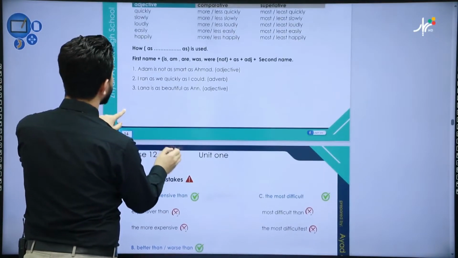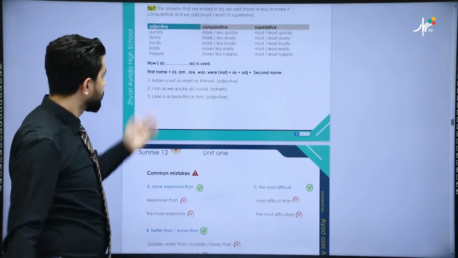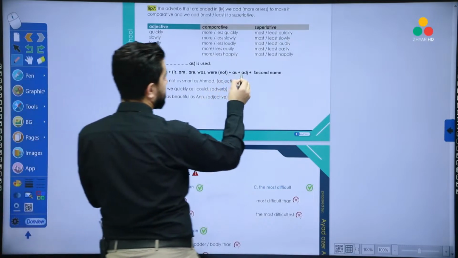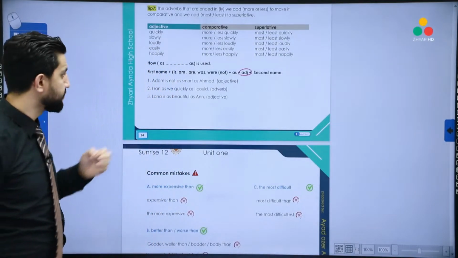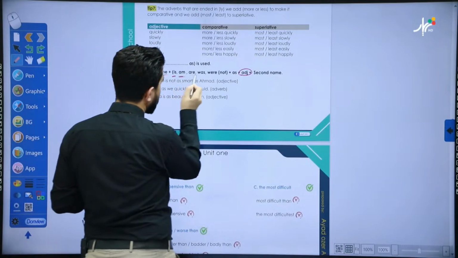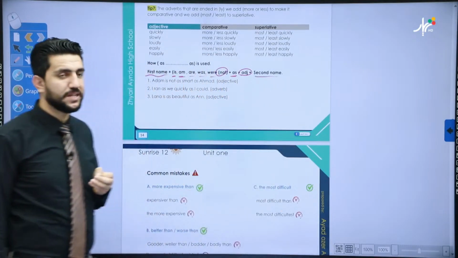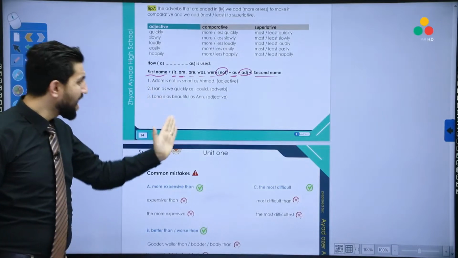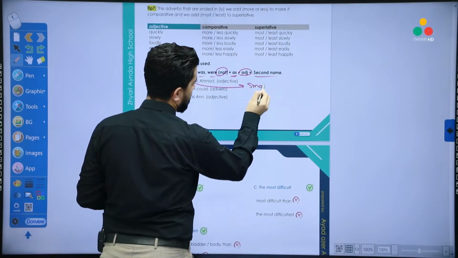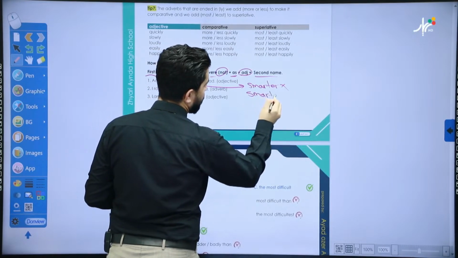Okay, there's another part when it comes to comparative, which we use as. We use as like this, and we use it with adjectives, not comparative, neither superlative. So as could be: first name, the rule, could be is, are, was, were, or could be not, and then the other as, and then next name. So for example, Adam is not as smart. So as smart, not as smarter, that would be wrong. Not as smartest, that would also be wrong.